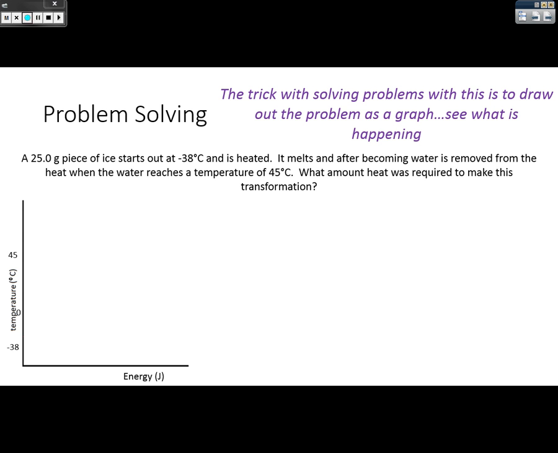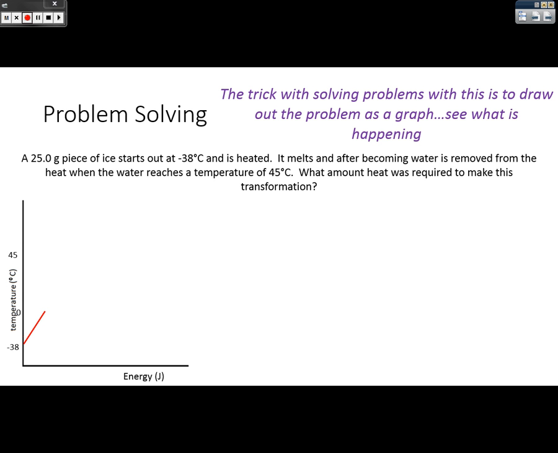I'm going to input in my temperatures, okay? I know that I start at negative 38 degrees Celsius. I know that I melt, and this is water, so I know that melting occurs at 0 degrees Celsius. And then I know that I'm going to end it at 45 degrees Celsius. So I'm just going to plug those numbers into my axis. And then I'm going to go ahead and start. So the first thing that I'm going to do is heating. Okay, so the ice starts out at negative 38 degrees Celsius and is heated. It's going to be heated to 0 degrees Celsius because that's the temperature at which it melts. So I'm going to go from negative 38 to 0.